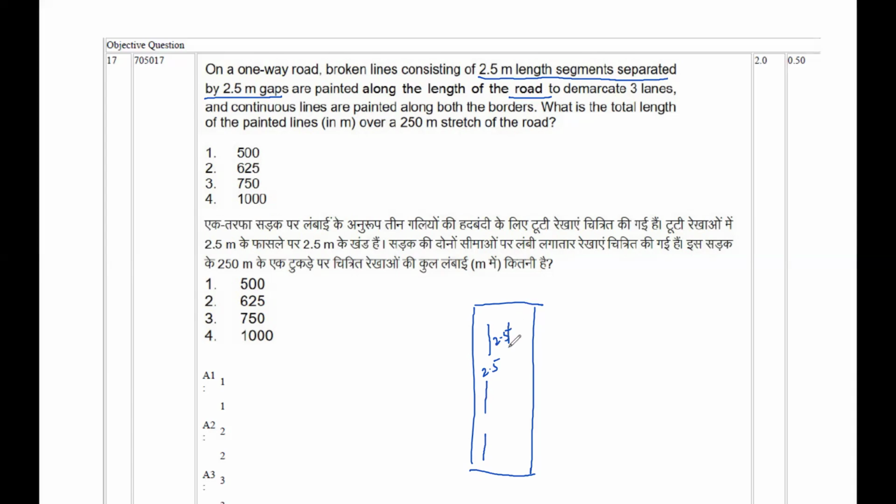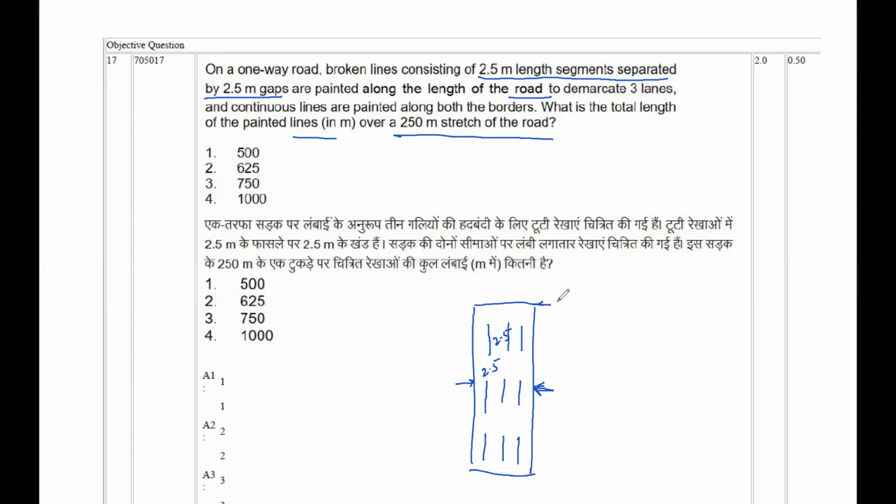The broken lines are painted along the length of the road to demarcate 3 lanes, like this. And continuous lines are painted along both the borders. So these are the continuous lines out here. And remember, the entire stretch is 250-meter length. So what is the total length of the painted lines in meters over the 250-meter stretch of the road?